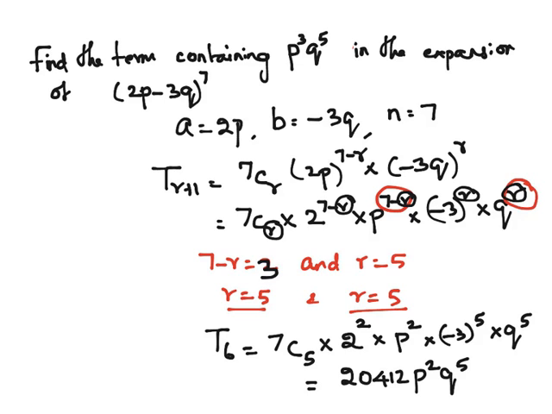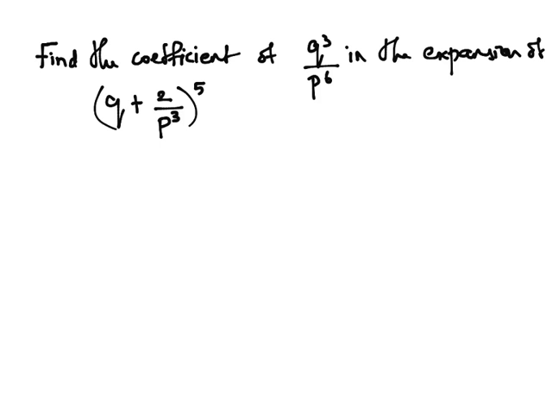So 7 minus r equal to 3 means r equal to 4. So basically you get r equal to 4 and r equal to 5. So what it means is there is no term which contains p cube q power 5. So when you find it, this r value and this r value, you should get the same answer. Okay, the values of r should be same. Good. Okay, so this is the next problem.